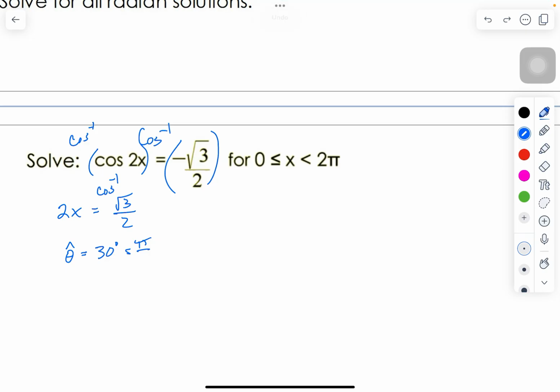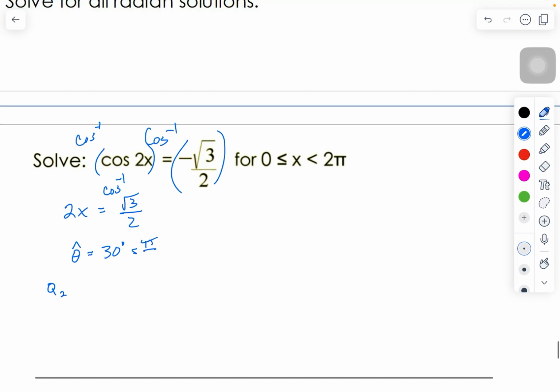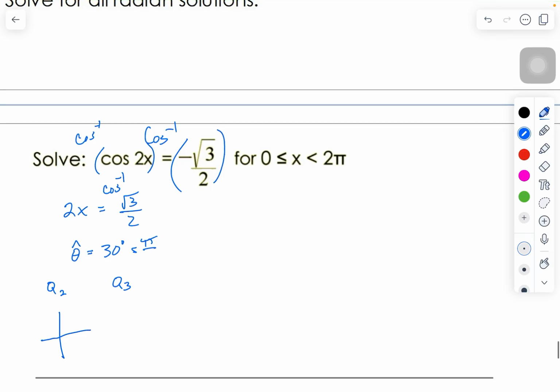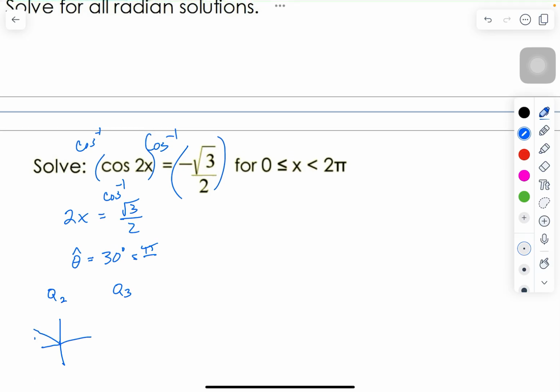Now, since I have a cosine that is negative, cosine is negative in quadrant number 2. It's also negative in quadrant number 3. So in quadrant number 2, here's my reference angle of pi over 6. Sorry, I wrote that and it kind of went away. So to get a full pi would be half of the circle. Pi minus pi over 6 is 5 pi over 6, so that's in quadrant number 2.